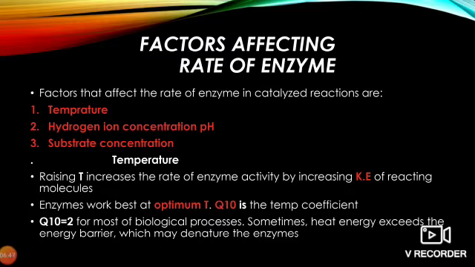Factors that affect the rate of enzyme-catalyzed reactions are the temperature, hydrogen ion concentration or pH, and substrate concentration. Now let's first talk about the temperature. How does temperature affect the rate of enzyme activity? For example, raising temperature increases enzyme activity by increasing the kinetic energy of reacting molecules, while enzymes work best at optimum temperature. Q10 is the temperature coefficient, and Q10 equals 2 for most biological processes. Sometimes heat energy exceeds the energy barrier, which may denature the enzymes.